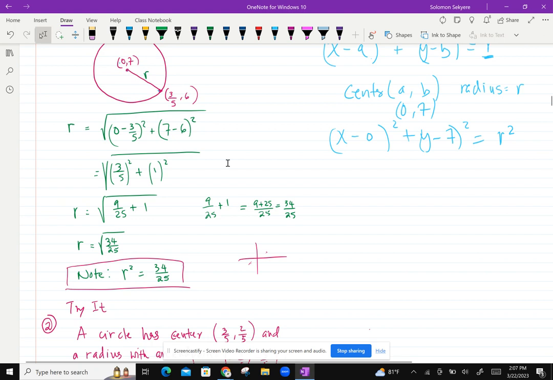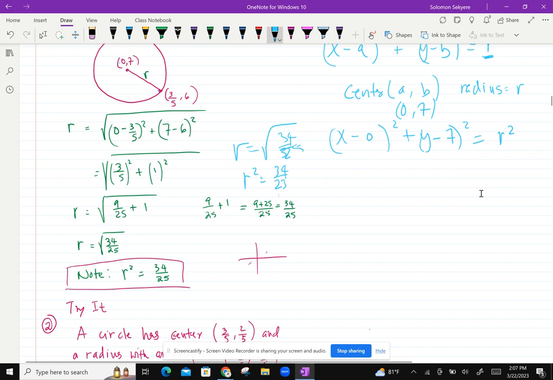And then we get to where r is equal to the square root of 34/25. That's our radius. So what do we need? If r equals the square root of 34/25, then r squared is 34/25. You get it? So be careful. You need r squared, not r.